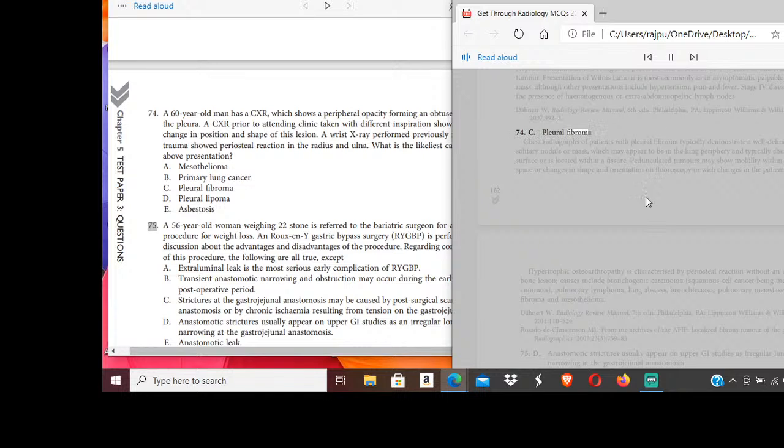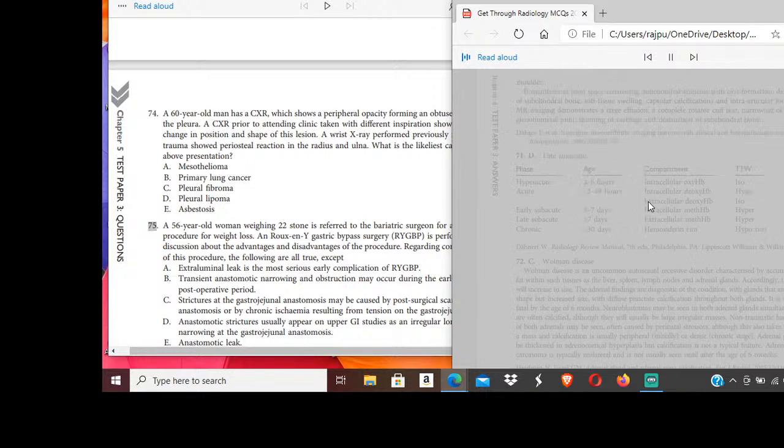74. C. Pleural fibroma. Chest radiographs of patients with pleural fibroma typically demonstrate a well-defined, lobular, solitary nodule or mass, which may appear to be in the lung periphery and typically abuts a pleural surface or is located within a fissure. Pedunculated tumors may show mobility within the pleural space or changes in shape and orientation on fluoroscopy, or with changes in the patient's position.